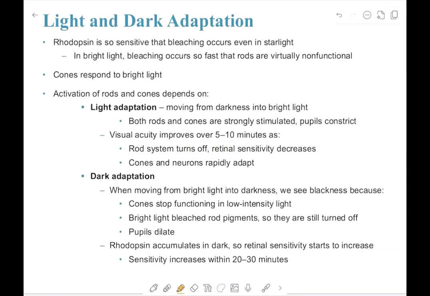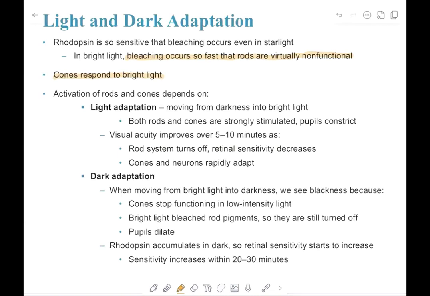And you don't need to know the exact chemical changes in your book, but essentially there's a chemical called rhodopsin, and it gets bleached even in starlight. So it's a chemical used. Bleaching occurs really fast. It's the chemical transformation, again, that you don't need to know, but it goes on in cones and in rods. So, as you know, the cones respond to bright light, the rods respond to dim light.